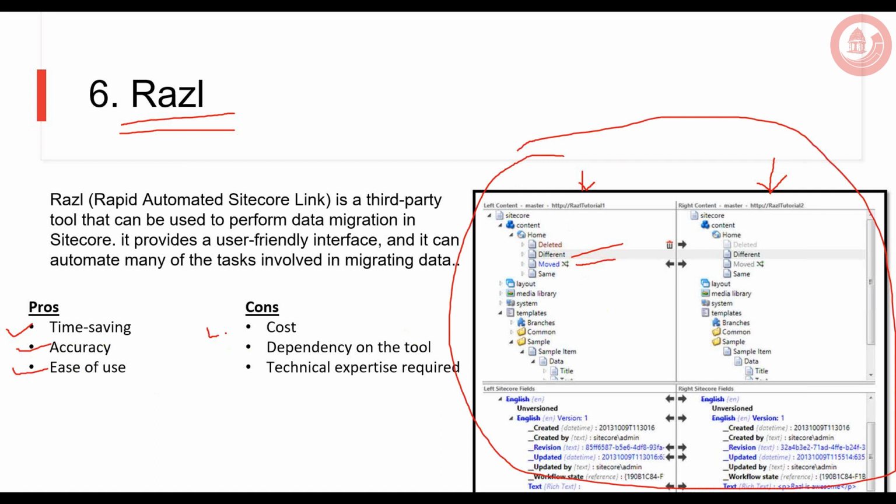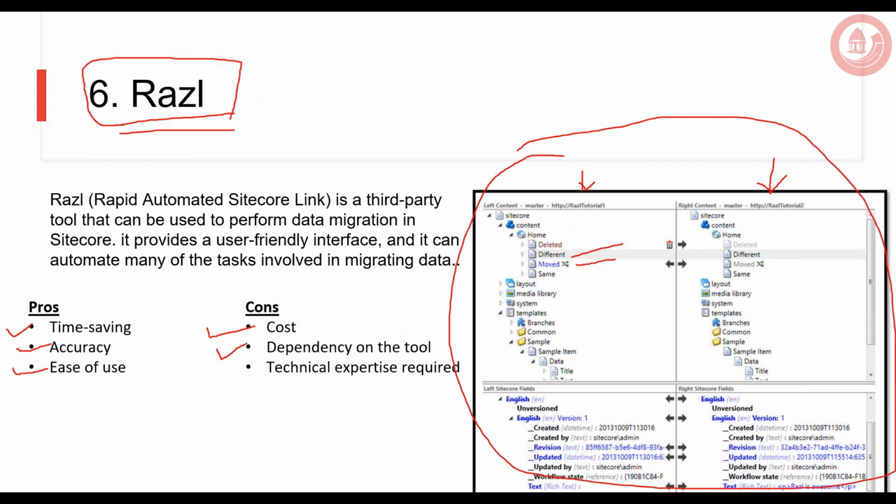The con here is the cost. As it's developed by Hedgehog, which I said is now a part of Sitecore, you have to pay for it. Maybe you can also purchase it with TDS, TDS plus Razor. So you can purchase it, but yes, cost is involved here.